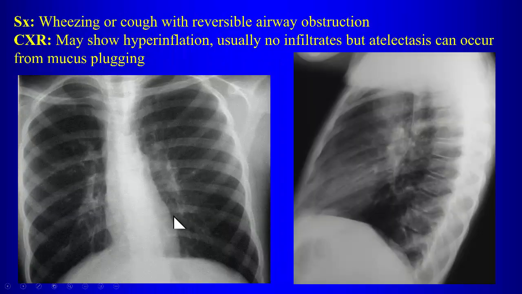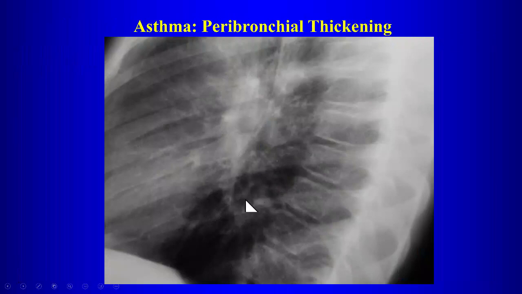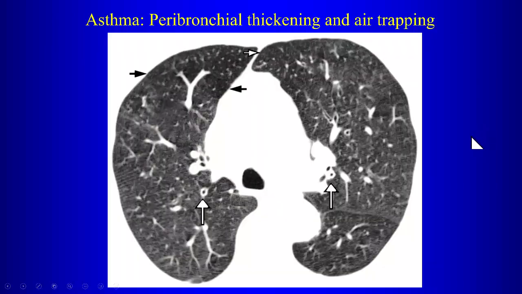So what do we see with asthmatics? In addition to the increased lung volumes, we can also see peribronchial thickening. And that is from the infiltration around the bronchi with eosinophils in patients who are asthmatic. This peribronchial thickening we can also see on CT. We can also have mosaic attenuation because of these scattered regions of air trapping in patients with asthma.